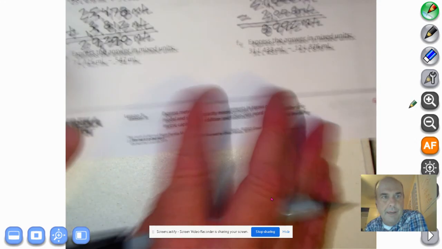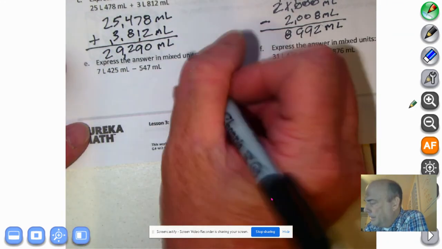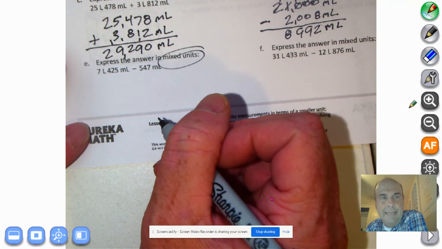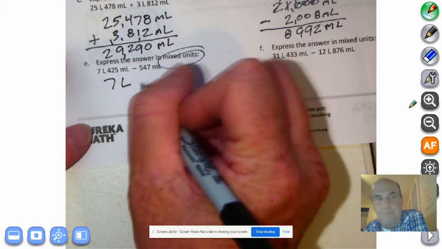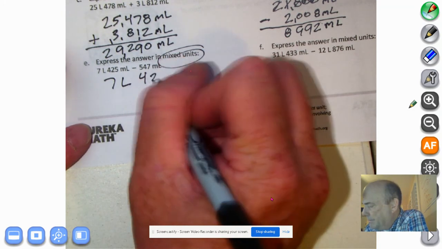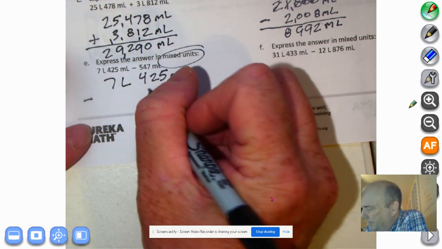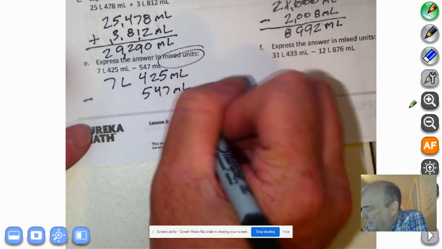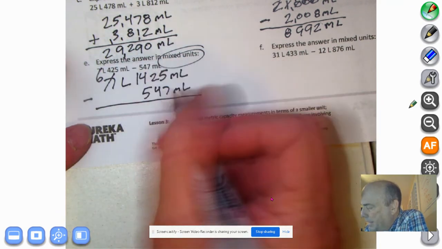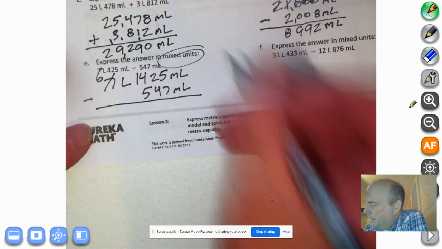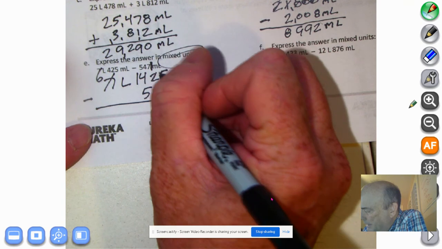All right, we continue on, because that's what we do in Eureka Math. Mixed units. So they want liters and milliliters. What do we do? Watch this simplifying strategy. 7 liters, 425 milliliters, minus 547 milliliters. What do we say? Give me a liter. Make that 6. We bring over 1,000 milliliters. All right, that's all there is to it. Cannot take away 7 milliliters from 5, so that'll become 110, and this will become 15.